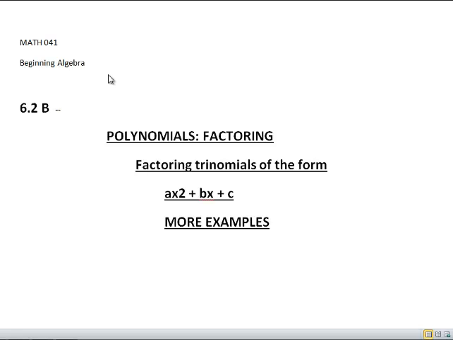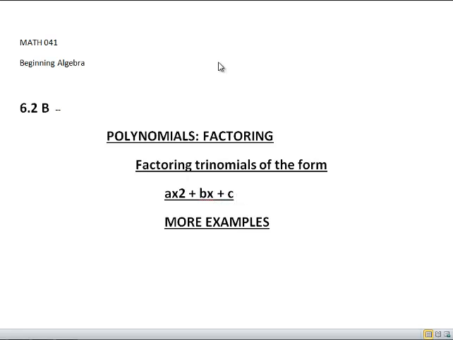We are now in section 6.2b. We're going to talk about polynomials. We're going to factor polynomials. Again, chapter 5 talked about taking two binomials, and maybe monomials, and multiplying those factors together to get a product. Now we're going to go backwards from that and take a product, especially a trinomial of the form ax squared plus bx plus c, and find out what the factors are. In other words, write out the factors that multiply together to get ax squared plus bx plus c.